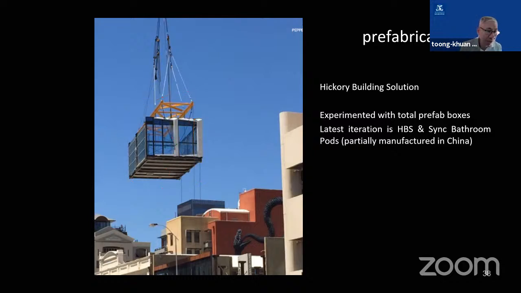So the Hickory Building Solution that I've just shown you is what we are currently using in Melbourne today. The latest iteration is to use the Hickory Building Solution, the one with the floor slab and the curtain wall, plus the bathroom pods. And the information we have is that the bathroom pods are partially manufactured in China, to take advantage of the lower production costs in Asia compared to Australia.